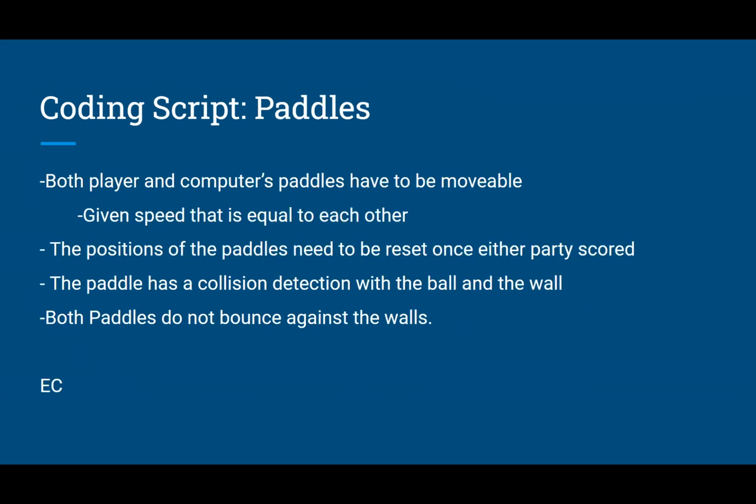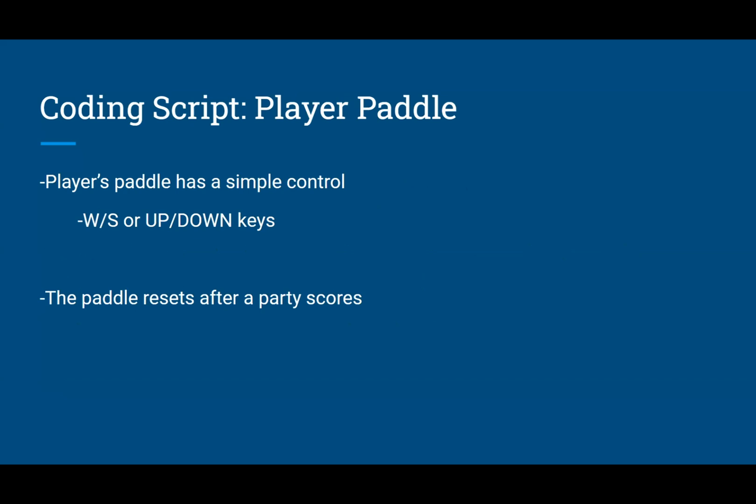And then the coding script for the paddles. We had to make sure that the computer could move up and down, and the player could move up and down too, and they have to be given the same speeds. You can't move faster than the computer and the computer can't move faster than you, because then again it would be unfair. Each time the player or the computer scores, the position has to be reset. And the collision detection of the ball and the wall has to work. If it doesn't, the game would glitch and be broken. And this is where my partner takes over.